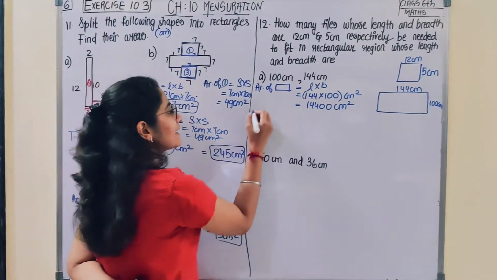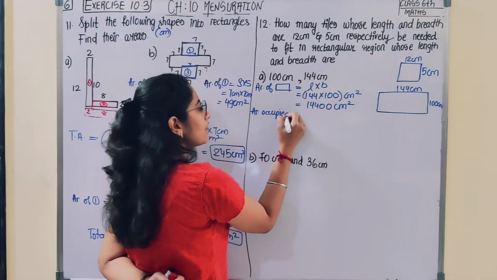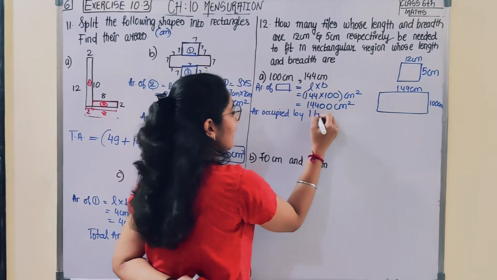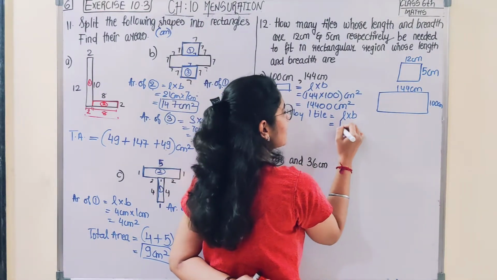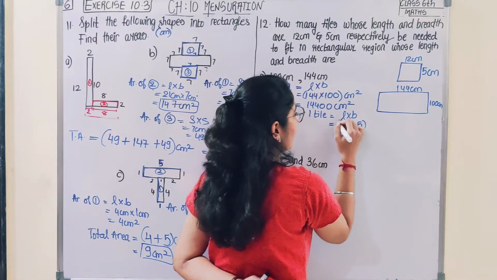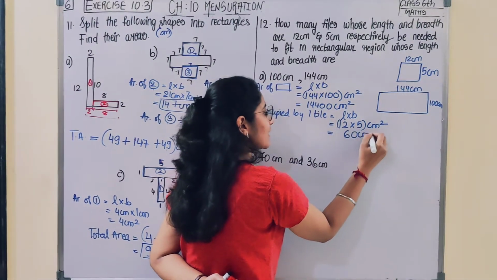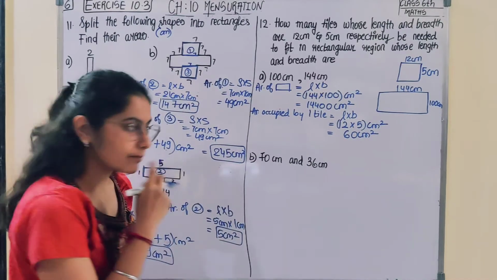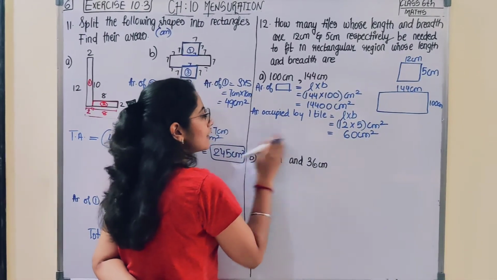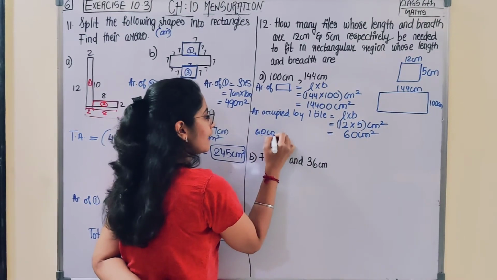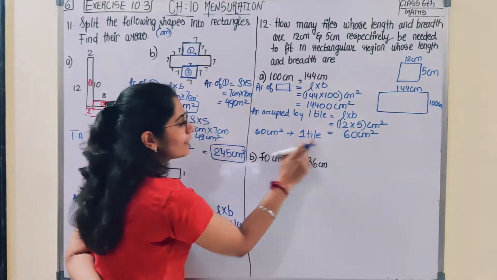Okay, now the area occupied by one tile is length into breadth, that is 12 into 5 centimeter square. 12 5s are 60 centimeter square. Now see, 60 centimeter square is occupied by one tile. This is the area occupied by one tile.